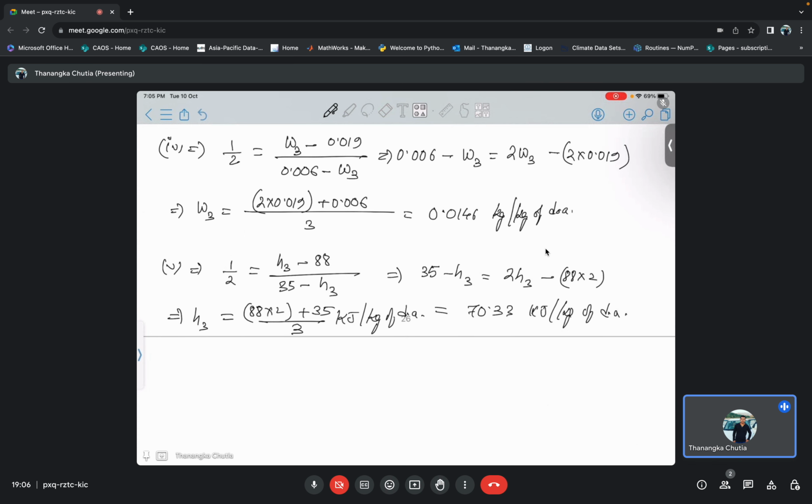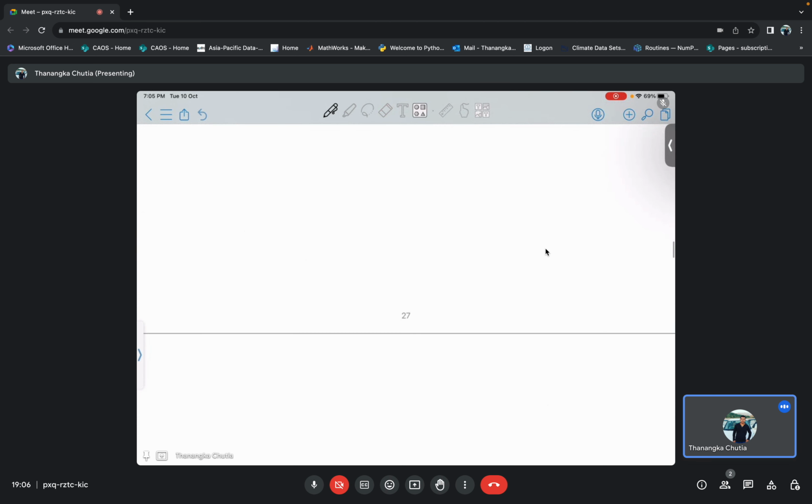Okay, so we have got the enthalpy of the mixture at the final state, and also we have got the specific humidity of the mixture at state 3.